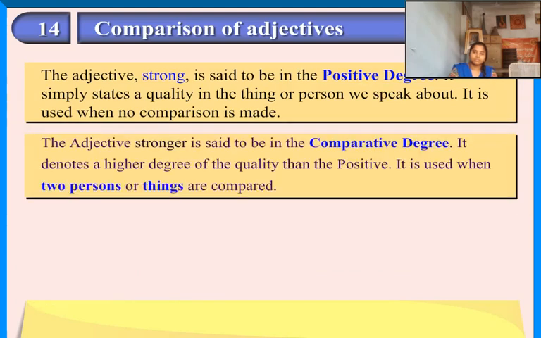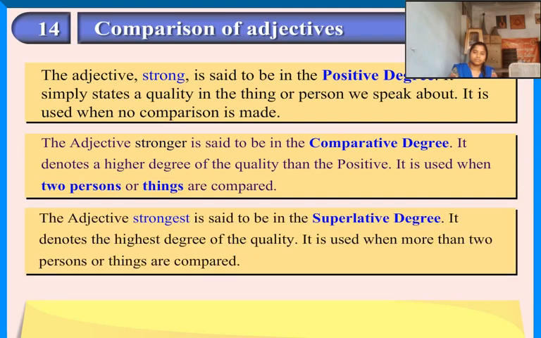The adjective stronger is said to be in the comparative degree. It denotes a higher degree of the quality than the positive. It is used when 2 persons or things are compared. The adjective strongest is said to be in the superlative degree. It denotes the highest degree of the quality. It is used when more than 2 persons or things are compared.